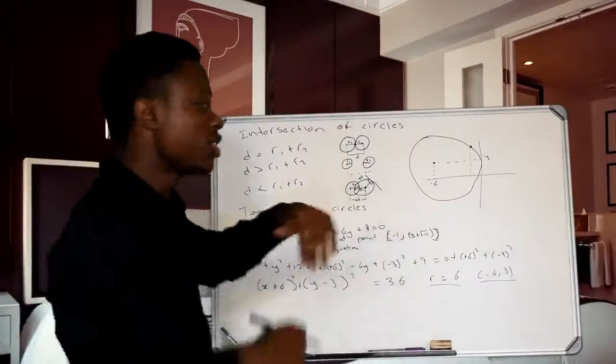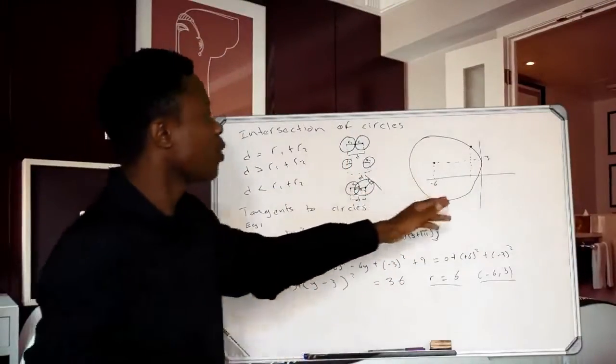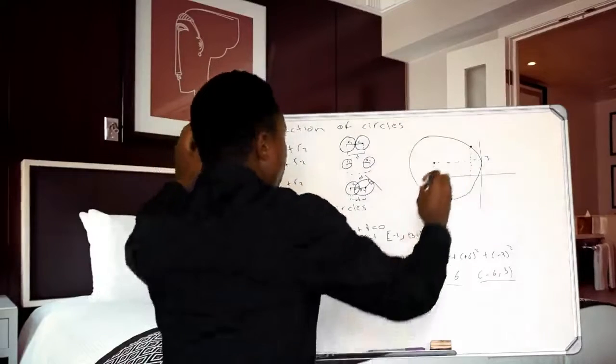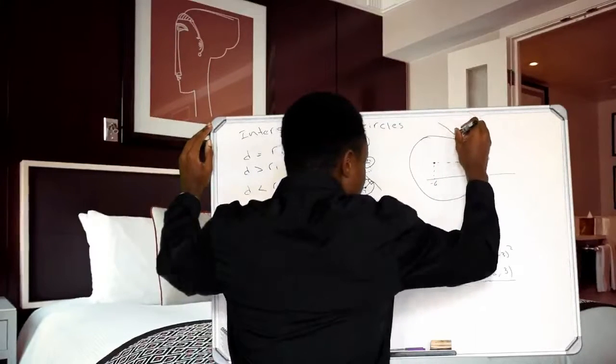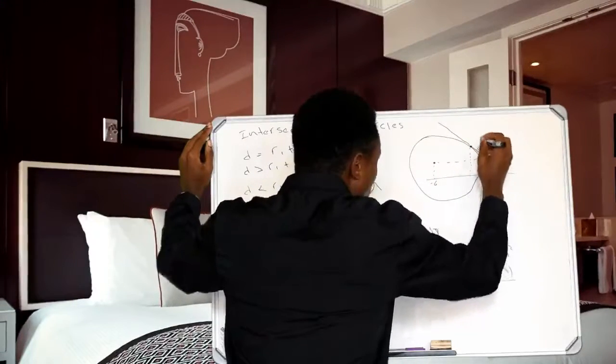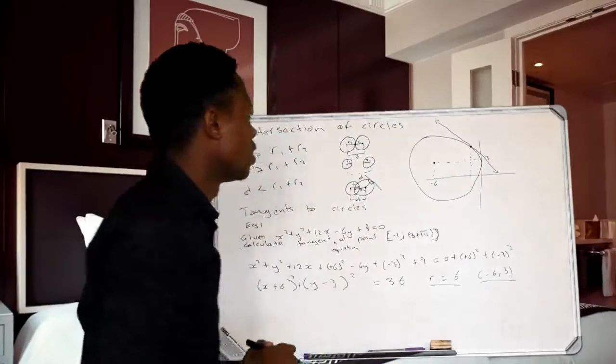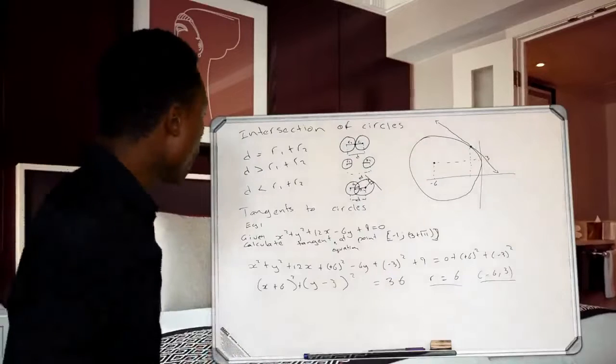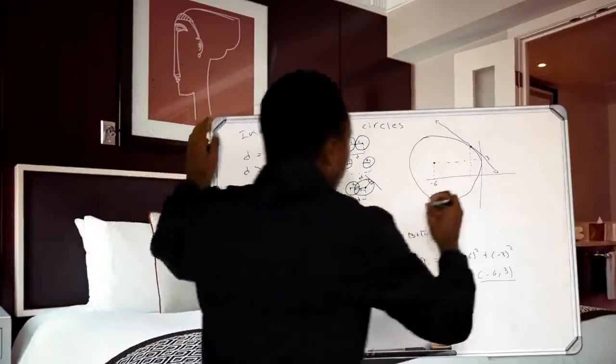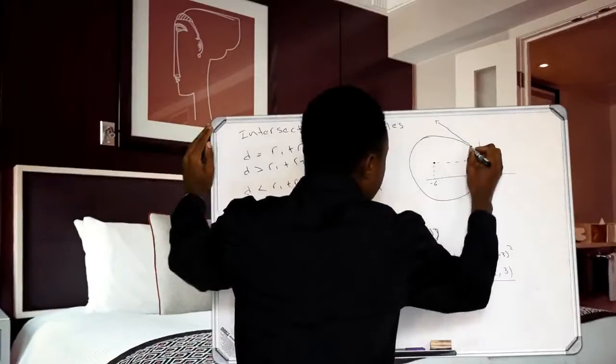Sure, exactly. This is just a representation, but we know that it should be above 3. So let's draw a tangent line, right? A tangent only touches how many points? Only 1 point. So that is my tangent, right? So my tangent, if that's my tangent, what is my radius? Let me draw my radius.